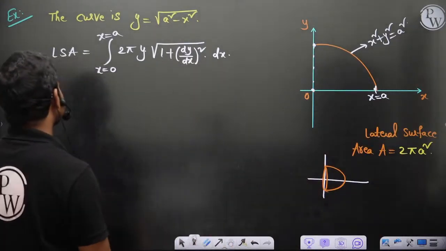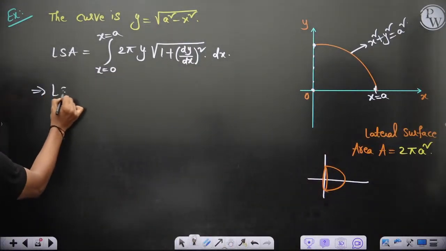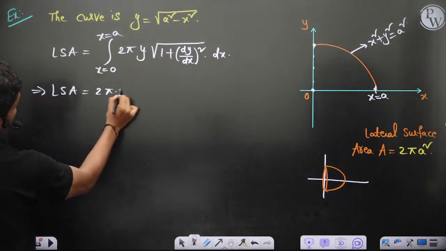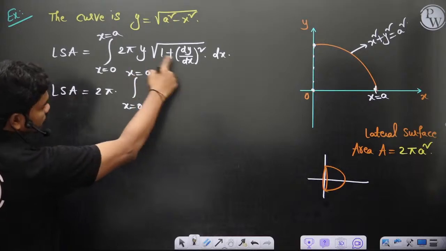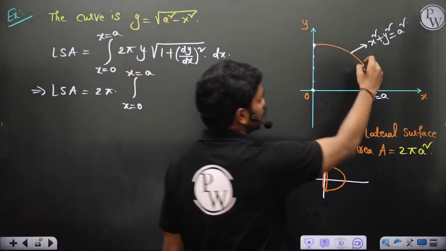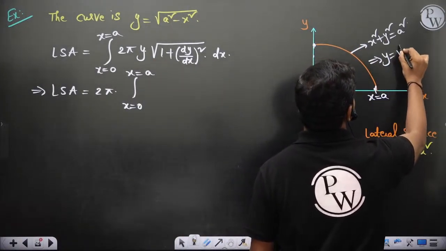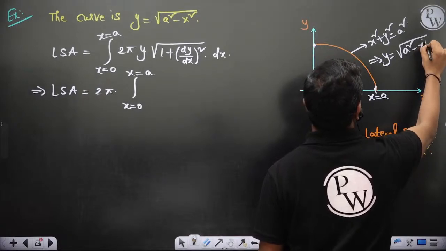Now if you integrate this, we have LSA is 2 pi into, that can be a constant, pulled out of the integration, 0 to a. What is the value of y? Y can be written as, since y is positive everywhere in this curve, y is equal to root of a square minus x square, of course.